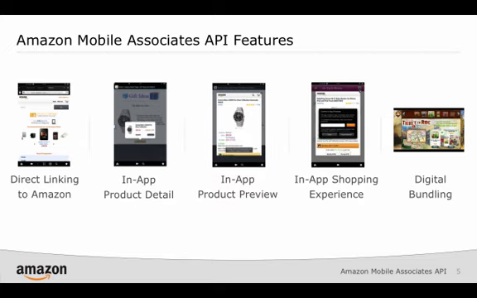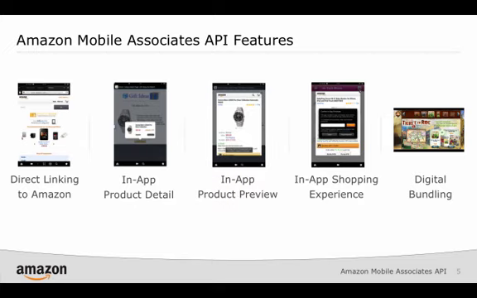First is direct linking to Amazon. This purchase experience allows you to direct users to the Amazon mobile optimized homepage, product page, or search results page in a web browser. Users will have the option to discover and purchase items relevant to your app from there. In-app product detail and in-app product preview present product offers to users through the in-app product detail page and in-app product preview popover. To complete the purchase, users will be directed to the Amazon mobile optimized product page in a web browser where they have the option to discover and purchase related items.